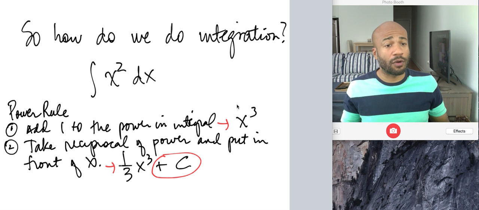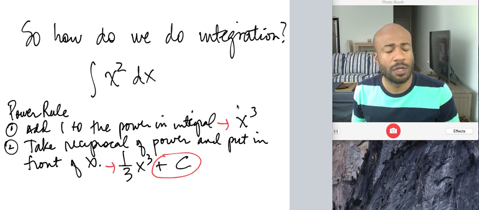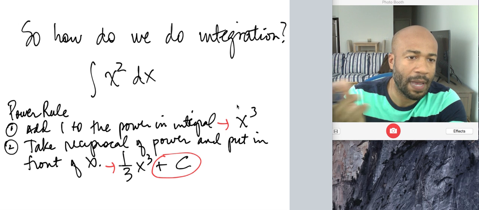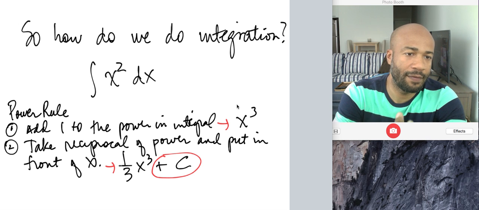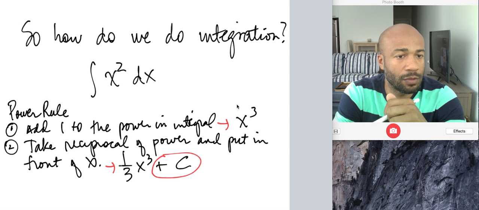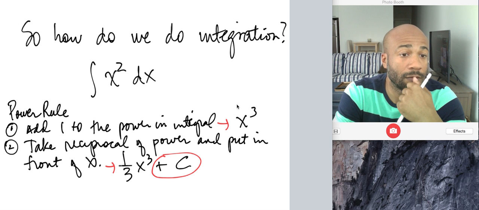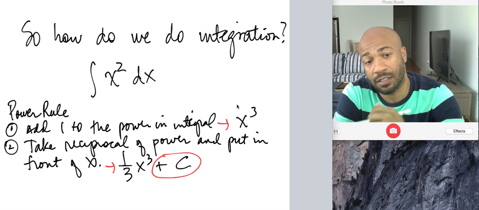So how do we do integration? The easiest rule that we can present is what's called the power rule. The power rule is based on the notion of you having polynomials, or some sort of x value or base raised to a numerical power. So x to the second, x to the third, x to the fourth, x to the fifth.